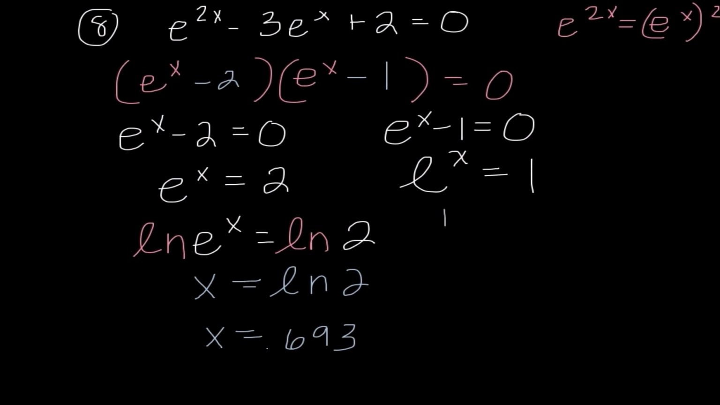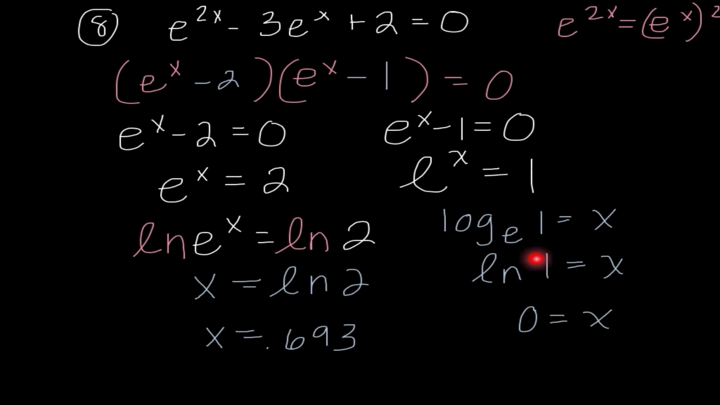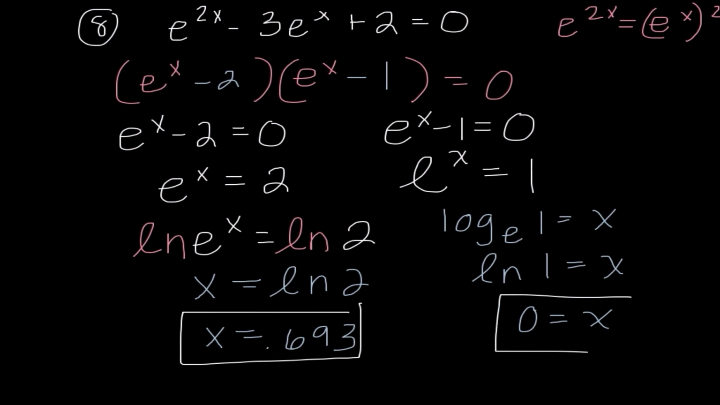Now in my second one, I'm going to use that other method of changing forms. So I'm going to write log base e of 1 equals x, or we know that's ln of 1 equals x. And without even doing any work, I know my answer here is 0. Because this is saying e to what power equals 1. And I know anything to the 0 power is equal to 1. If I plug these both back into my original equation, they both work. So this is a problem that gives us two different answers.